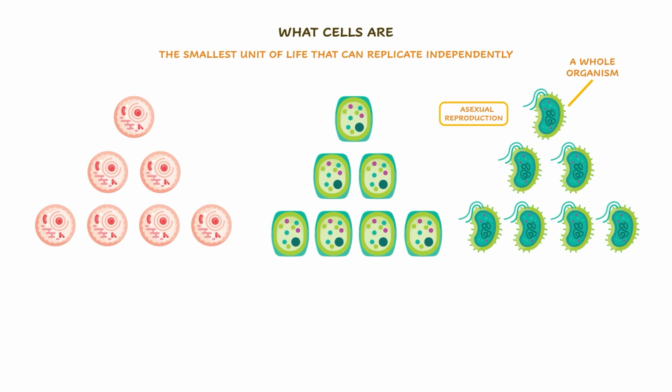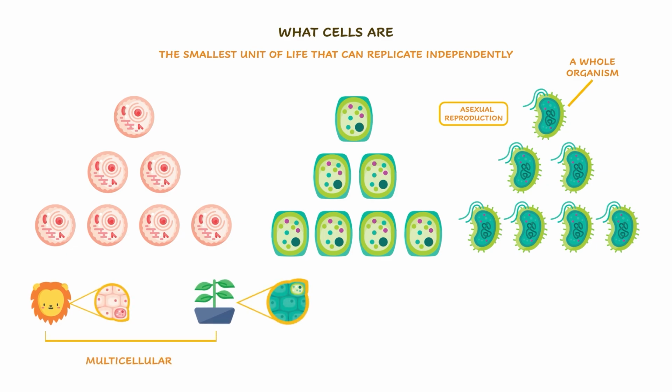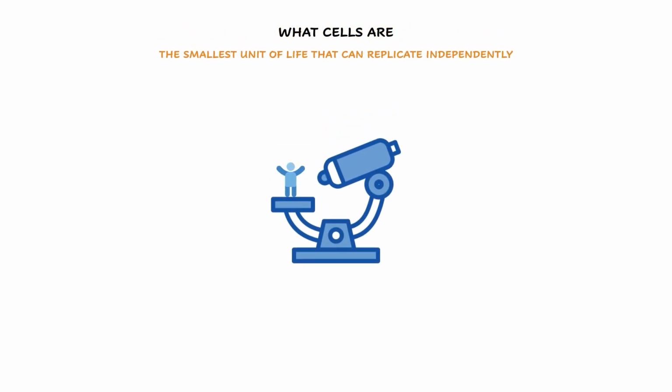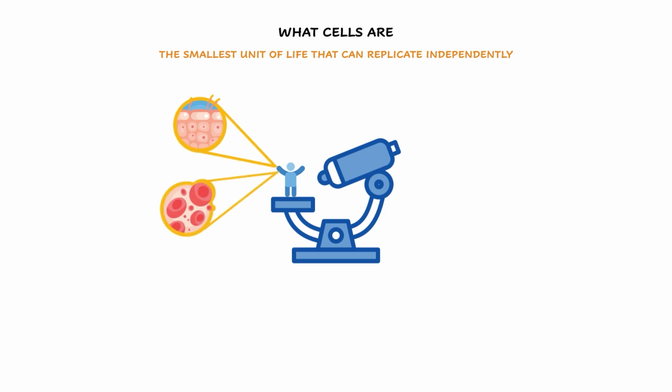On the other hand, animals and plants are multicellular, meaning they consist of many cells. Their cell division mainly contributes to growth and replacing dead cells, rather than producing new organisms. To visualize this, imagine zooming in on a human under a microscope. You'd see that they are made up of numerous cells. The skin consists of skin cells, blood contains blood cells, and so forth. In total, the human body contains hundreds of cell types. It's estimated that an adult human has over 40 trillion cells.